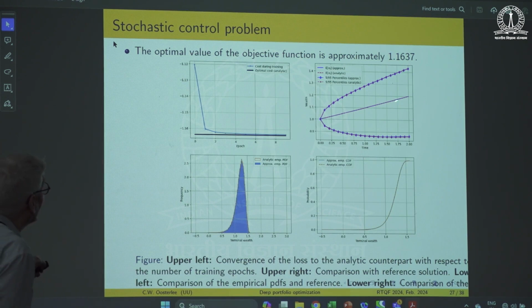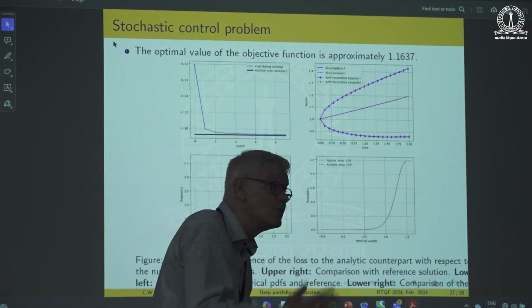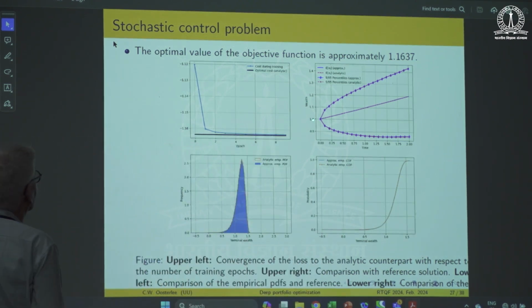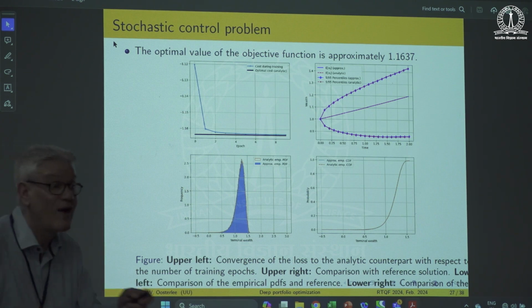This is our expected wealth, and on top of each other are the analytic solution and the neural network solution, and these are the 95% and the 5% quantiles. Here also we see the return, and we see blue is the empirical final PDF with neural networks, and orange is the analytical one.